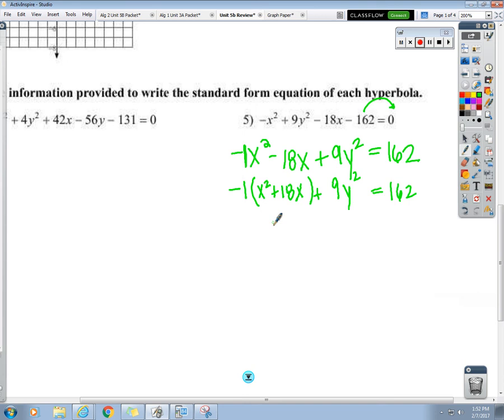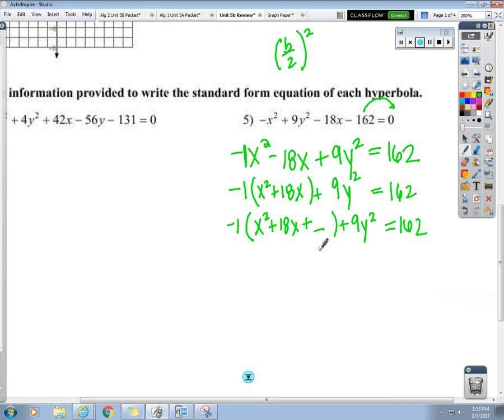Okay, so now we're ready to add the blanks. Negative 1, and then x squared plus 18x plus blank, and then plus 9y squared. Who can tell me why I don't need a blank over there? There's no b value. To fill in the blank, don't we have to do b divided by 2 squared? Well, there was no b value because there was no linear y term over here. There was just a quadratic y term.